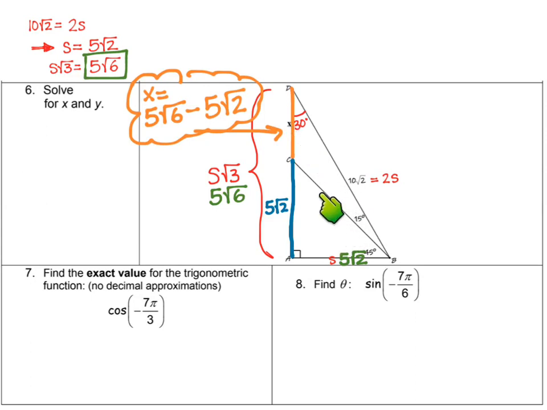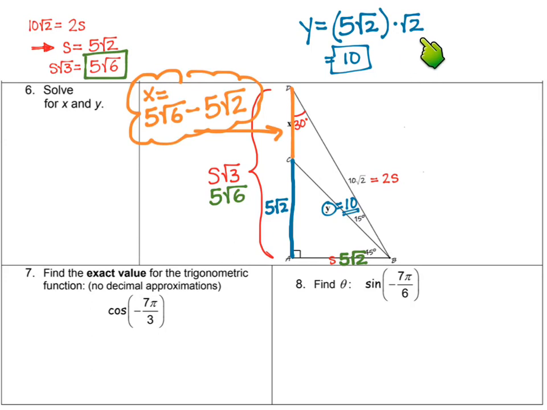Now all we're left with is to solve for y in the 45, 45, 90-degree triangle, remembering that the hypotenuse in a 45, 45, 90 is always the leg times √2, so 5√2 times √2. So I do that here, and I see 5√2 times √2 is 5 times 2, which is 10. So that's the length of this side here.